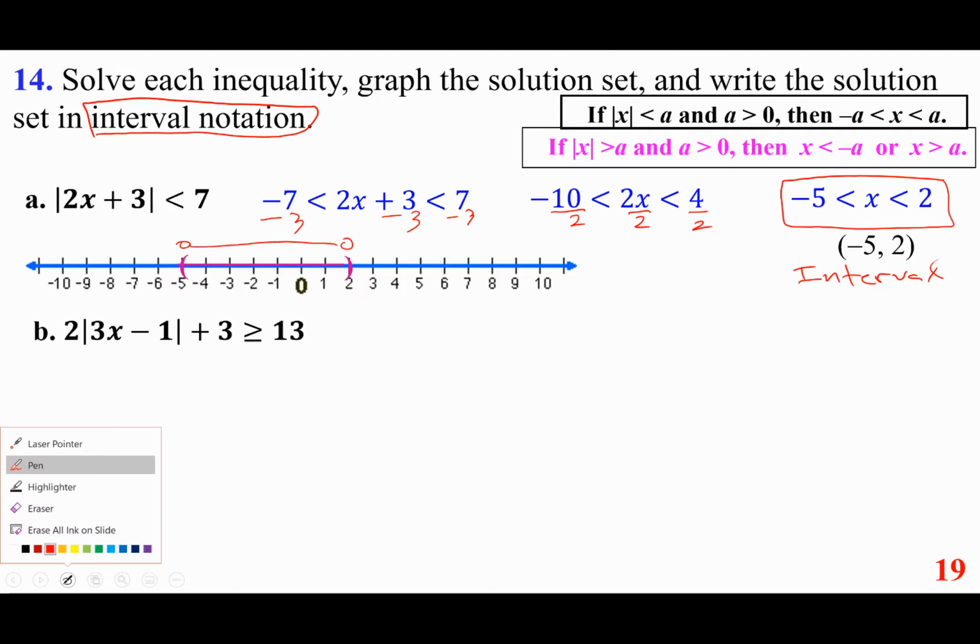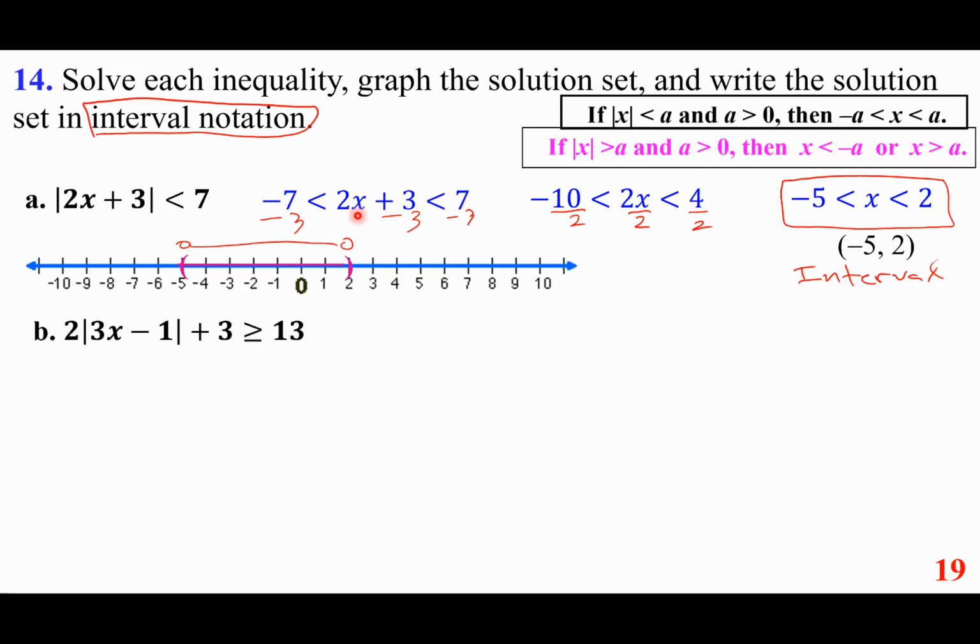Now, what if it's larger than? If absolute value of x is larger than a, and a is a positive value, then x is less than minus a, or x is larger than a. That's how you go from an absolute value to two inequalities. Bear in mind, this is also two inequalities.